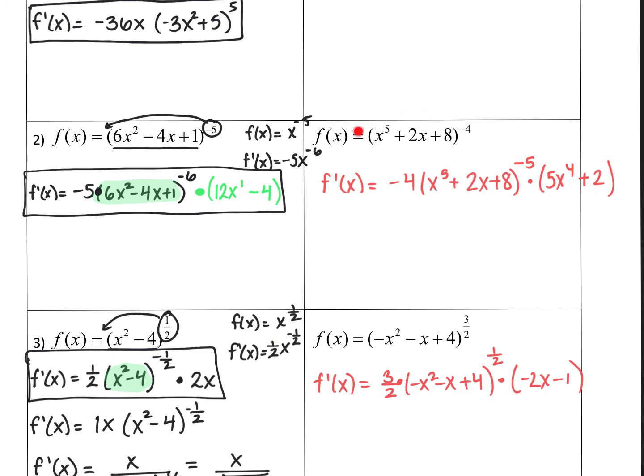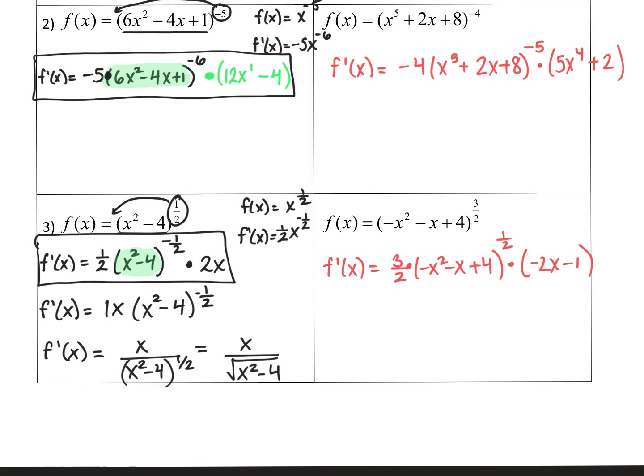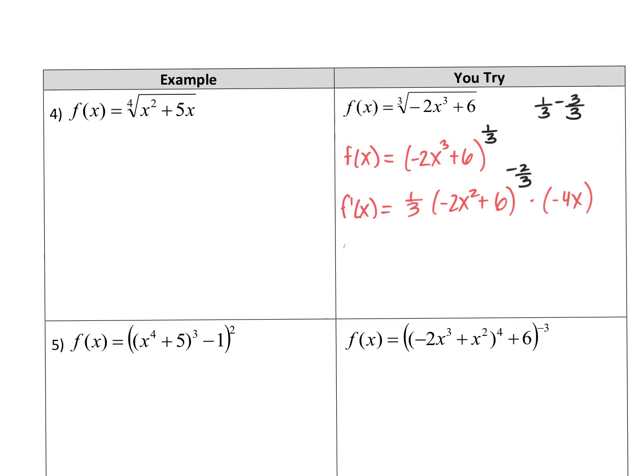So same thing, we brought the exponent in front, kept the base, decreased it by 1. Be careful, negative 4 minus 1 is negative 5. And then took the derivative of the inside function to be 5x to the 4th plus 2. Again, making sure you have parentheses around that. And then the answer to number 3, we take the fraction, bring it in front, keep the base, decrease the exponent by 1. Remember that 3 halves minus 2 halves, or 1, is 1/2. And taking the derivative of the inside, it needs to be in parentheses because there's more than one term as well.